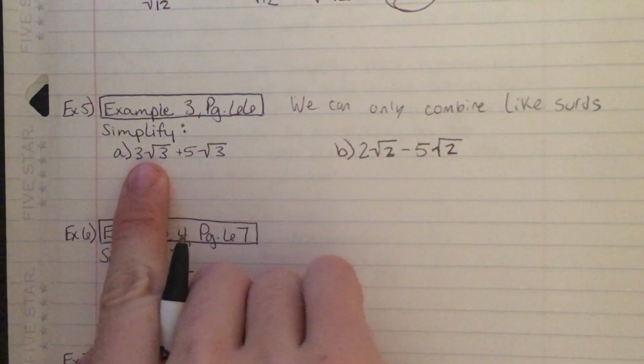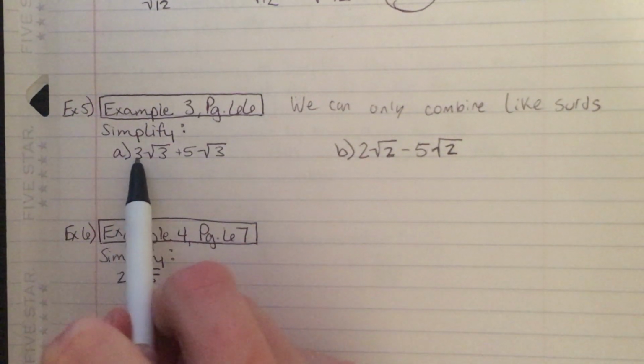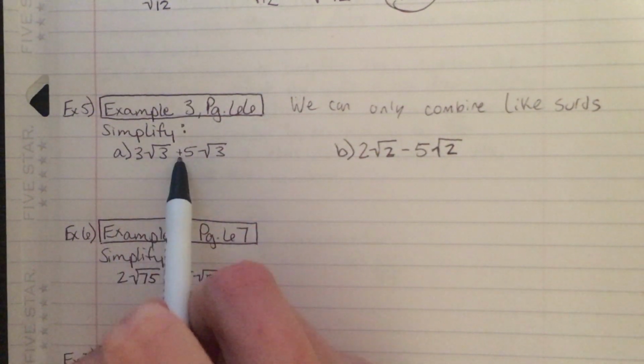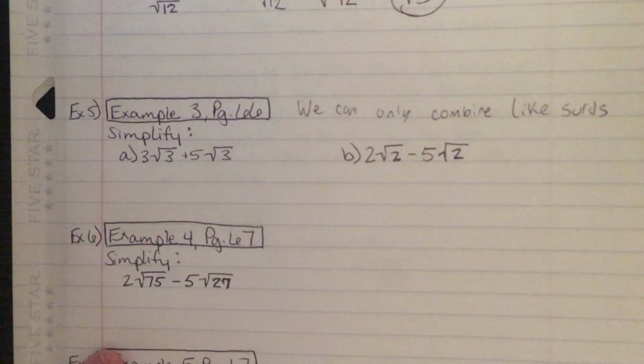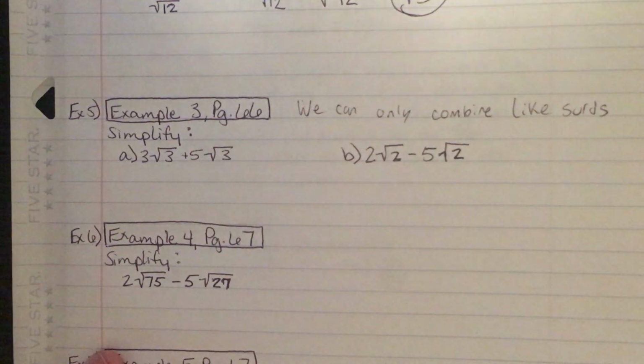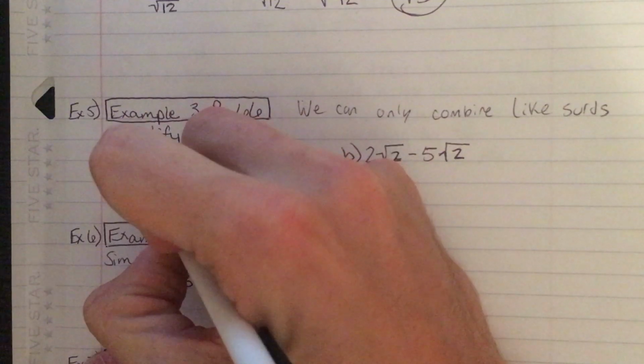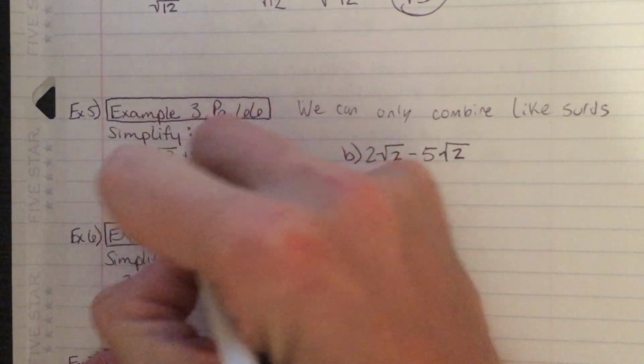If you read these problems out loud to yourself, you can get a little bit of intuition here. So if I do 3 square roots of 3 plus 5 square roots of 3, think to yourself, okay, what is that going to give me? How many square roots of 3 am I going to have? That needs to be the thought process. So the answer is just 8 square roots of 3.